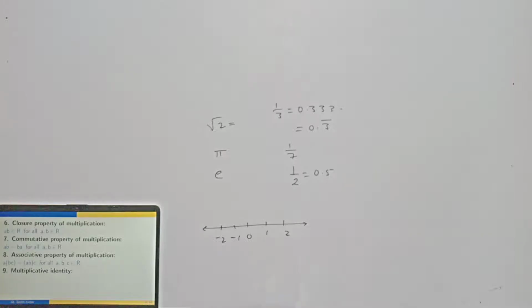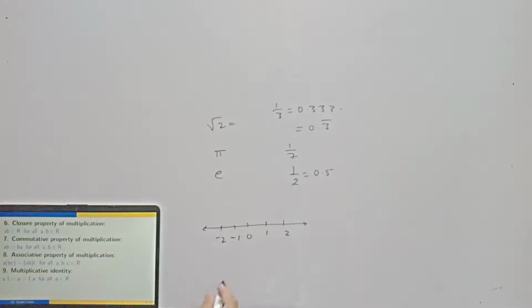What is multiplicative identity in real numbers? What is the real number that is multiplied to any real number and the real number remains same? 1. a into 1 is a for any real number a. So 1 is multiplicative identity.